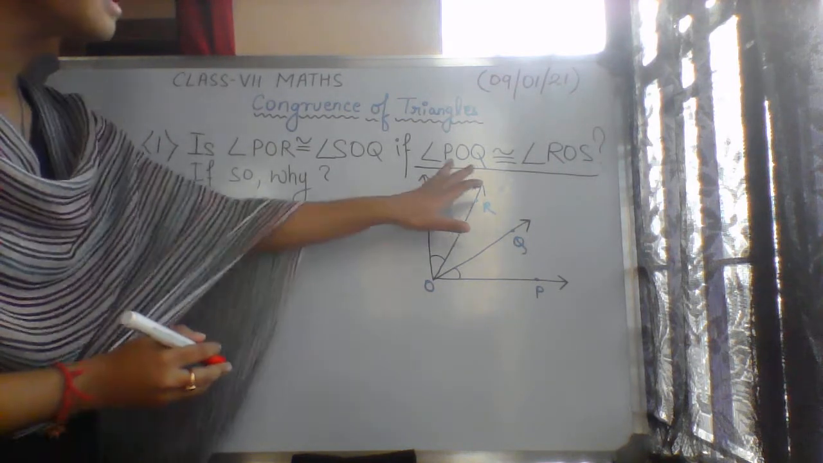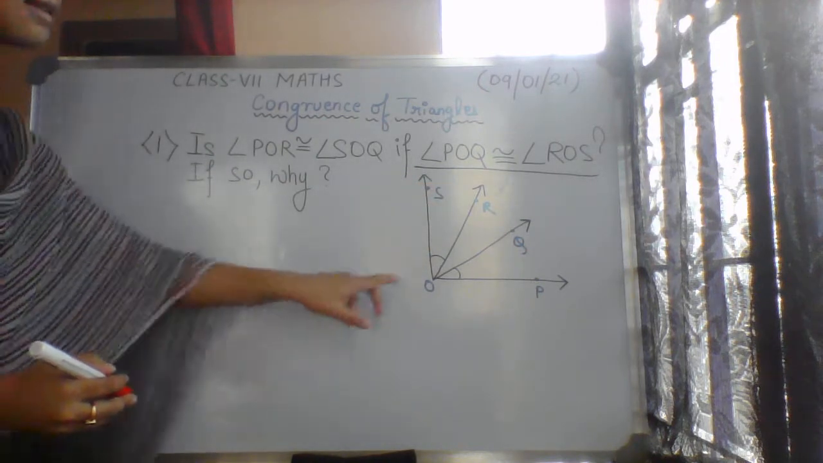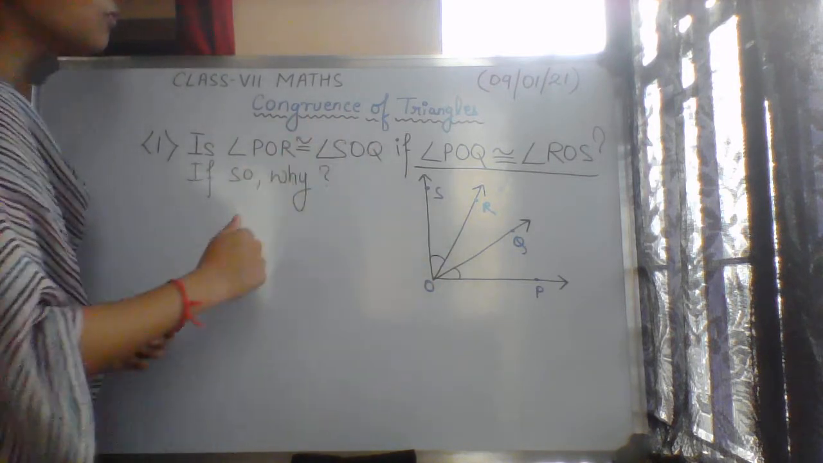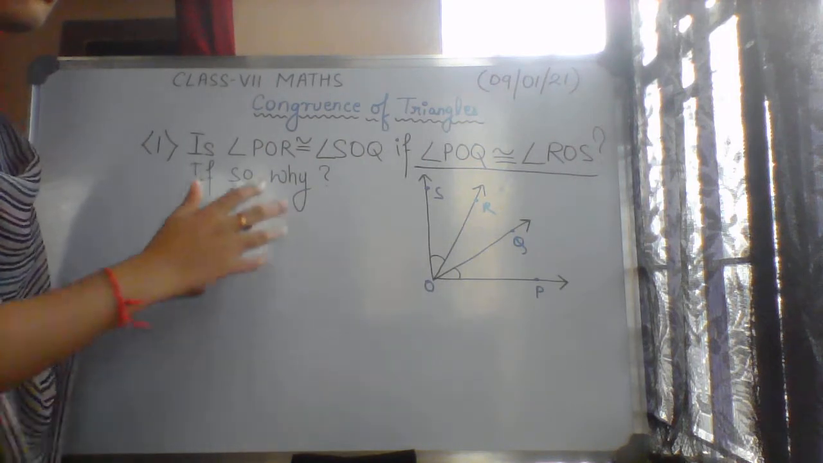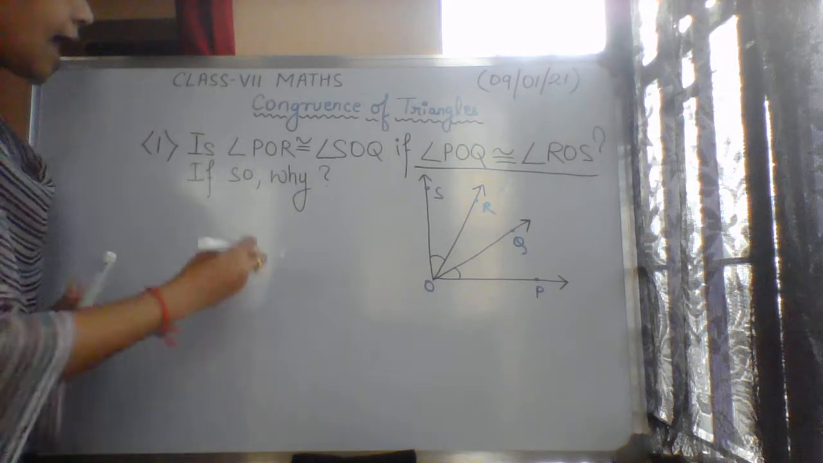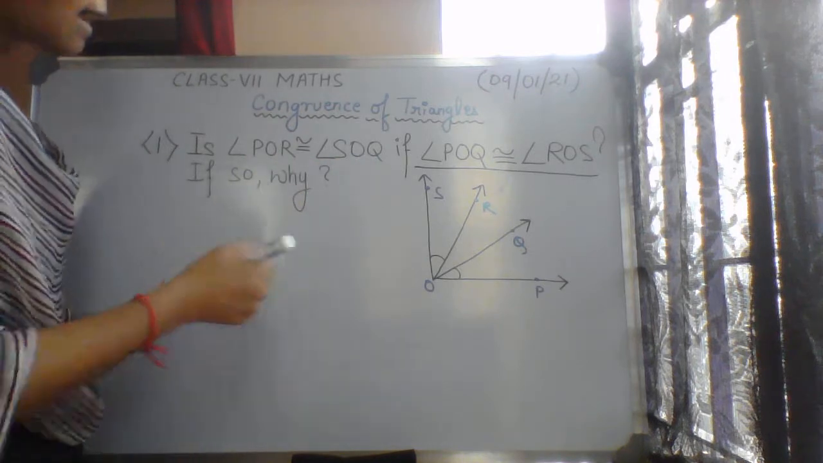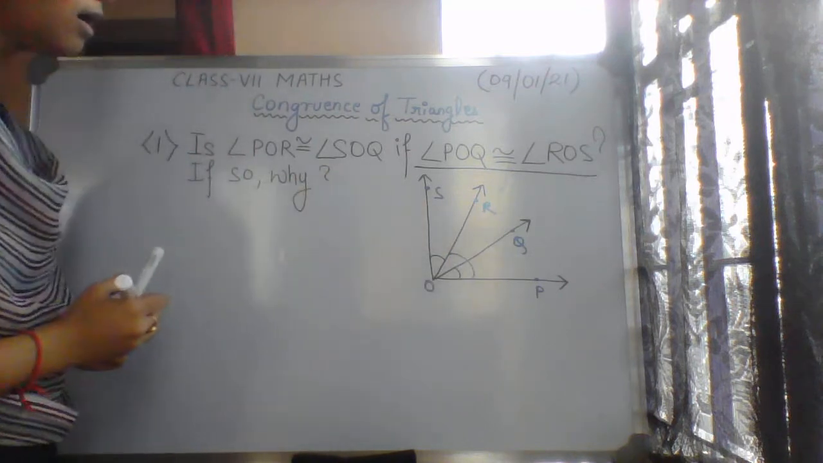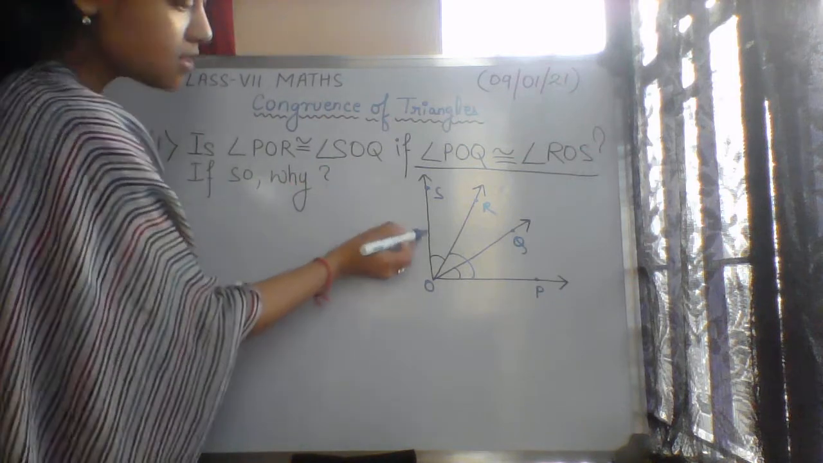So from this given thing we are getting a new idea, that these two angles will be equal. Now from there, what do we have to prove? It is already given. Now from that, we are going to prove angle POR congruent to angle SOQ. Angle POR, this angle, is congruent to angle SOQ.